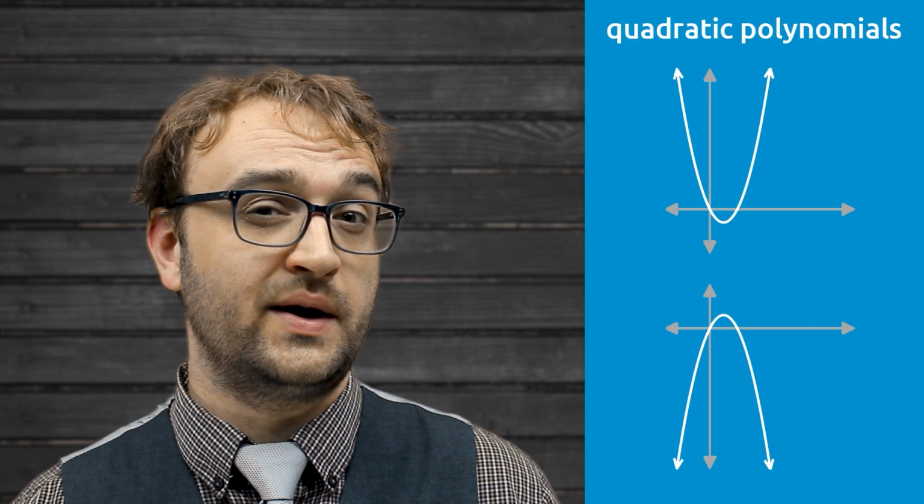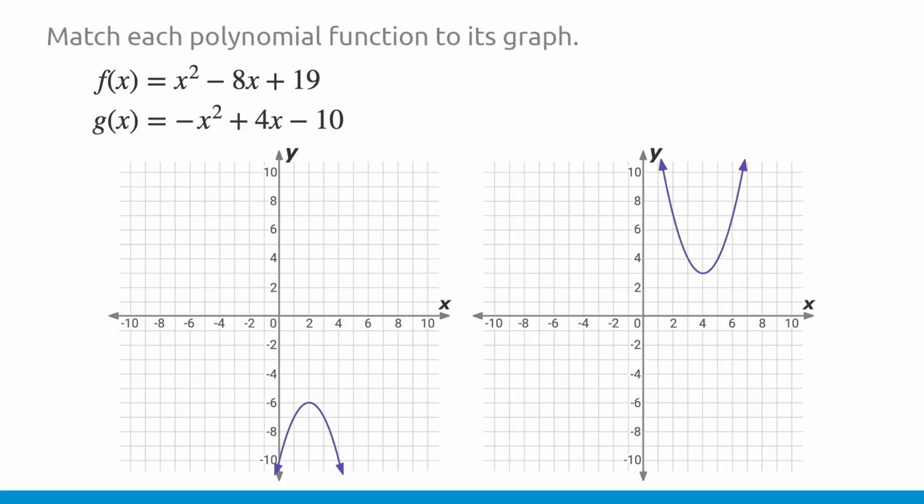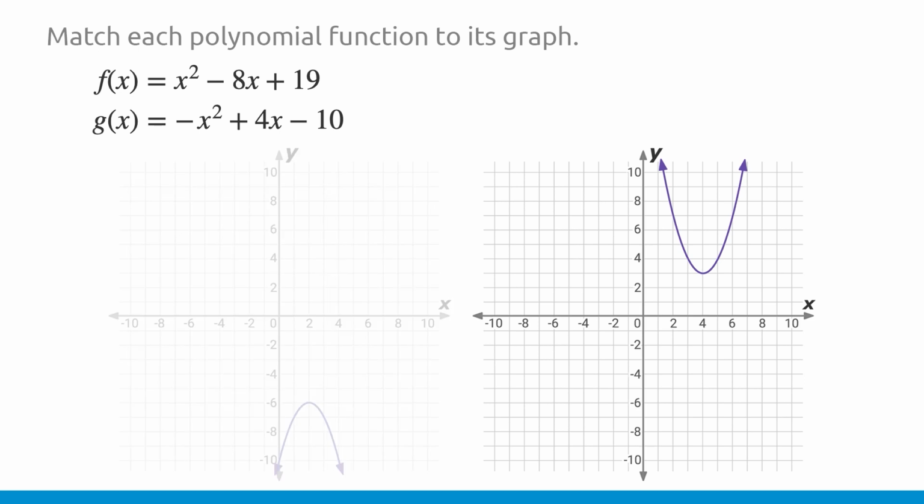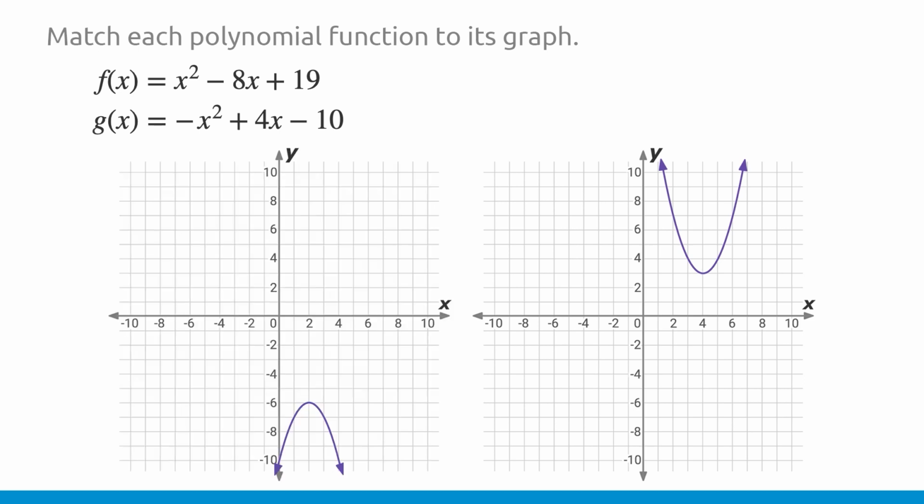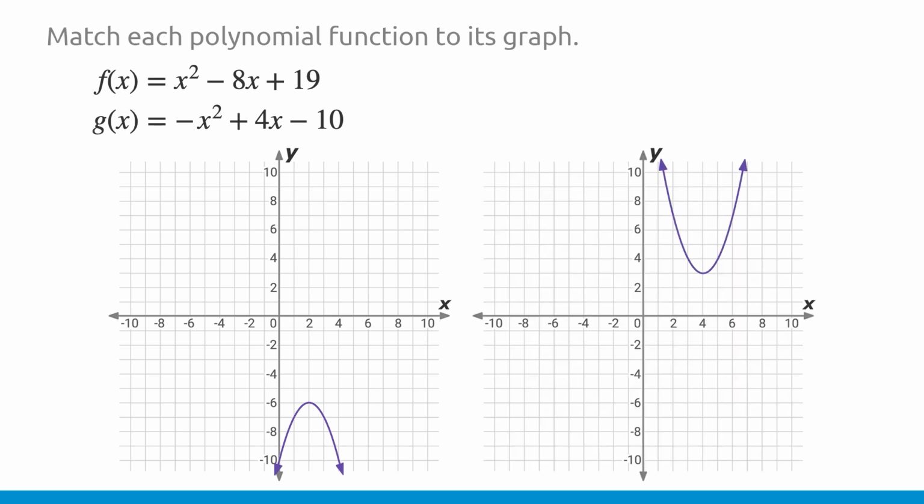The graph of a quadratic function is a parabola. A parabola can either open up like this, or down like this. We just need to look at the leading coefficient of the square term to figure out which way it opens. If the leading coefficient is positive, the parabola opens up. If it is negative, the parabola opens down. For f of x, the leading coefficient is positive 1. For g of x, the leading coefficient is negative 1.